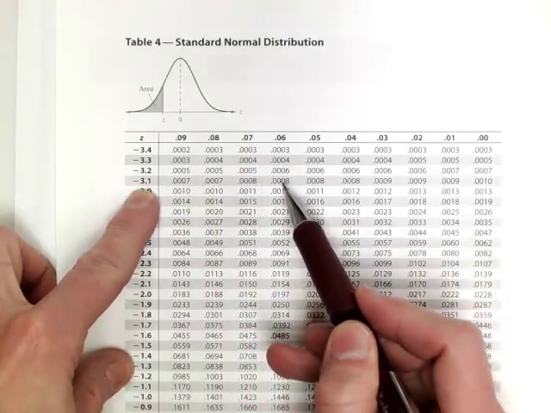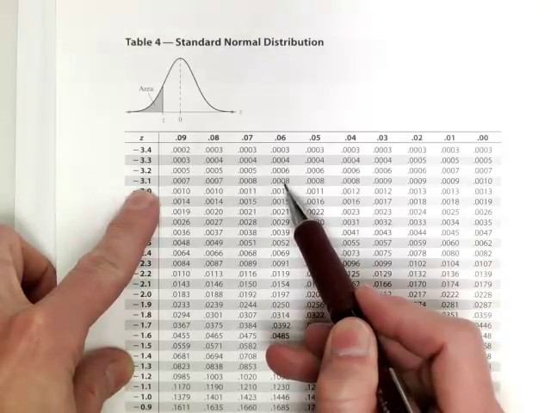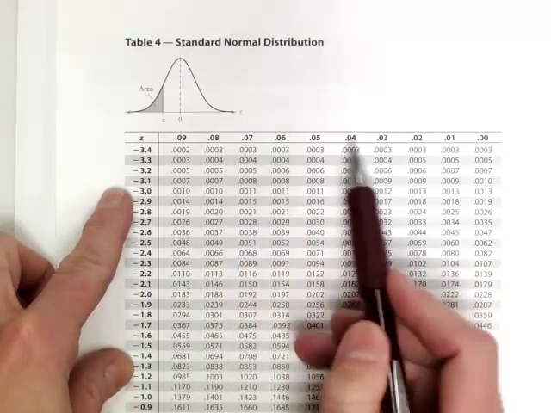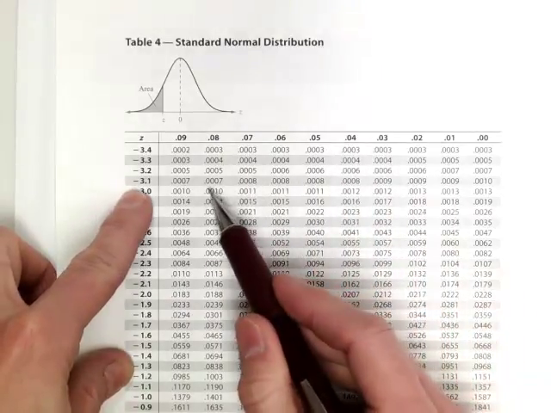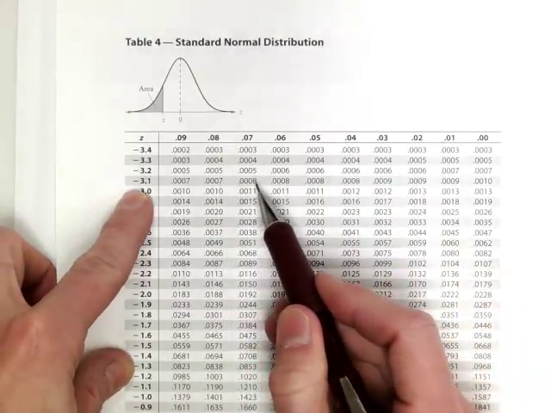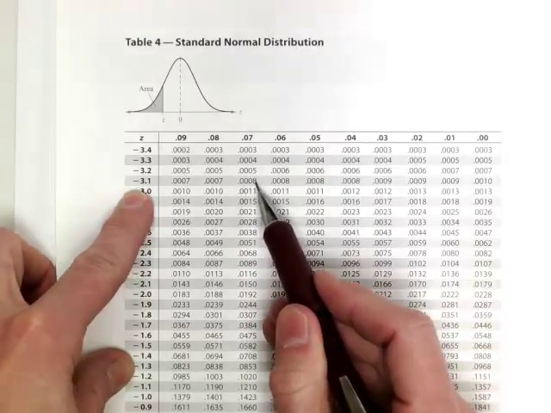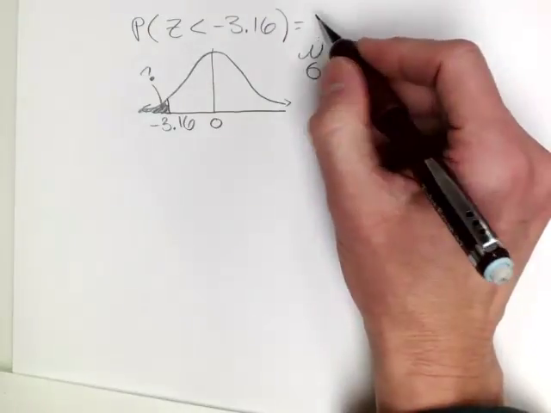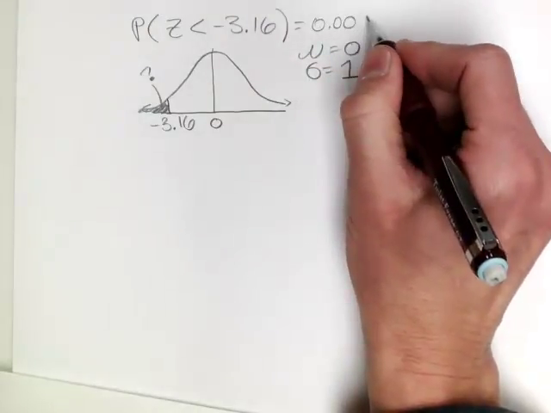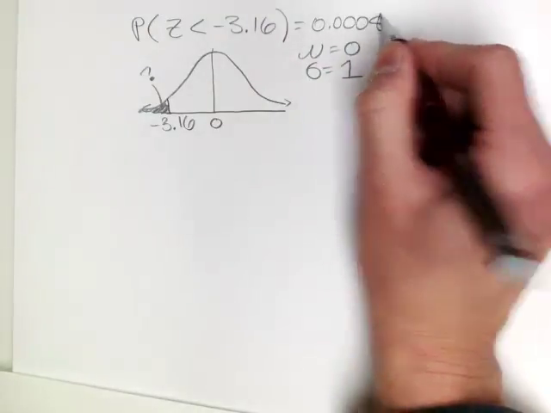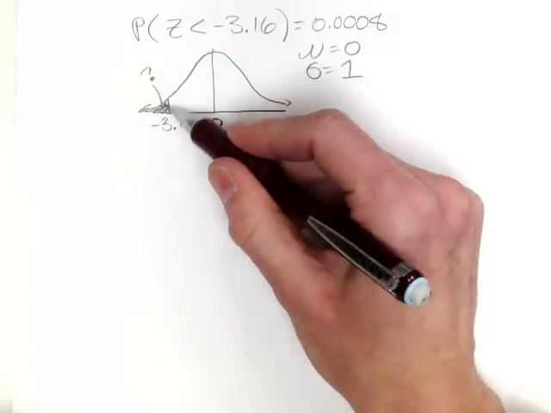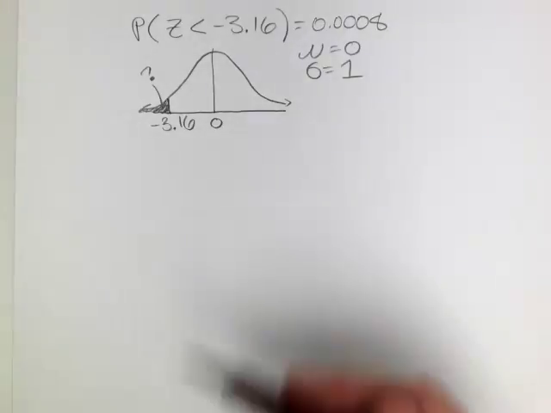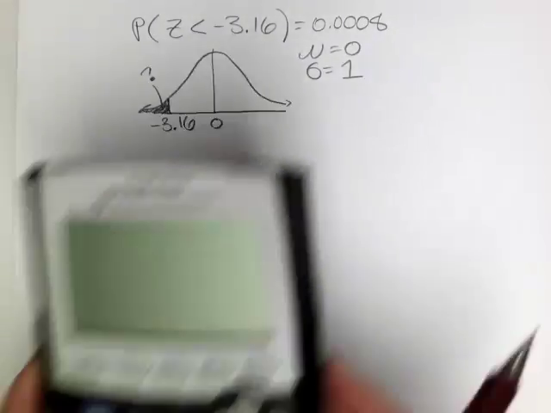The values in the body of the table are the probabilities, and these numbers in the first column and across the first row are the z-scores. This area is very small, and that's consistent with what I've drawn. So that area is about 0.0008. Really small. So I probably didn't draw this proportionately correct, but that's fine, as long as I know I'm out in this little tail below the mean.